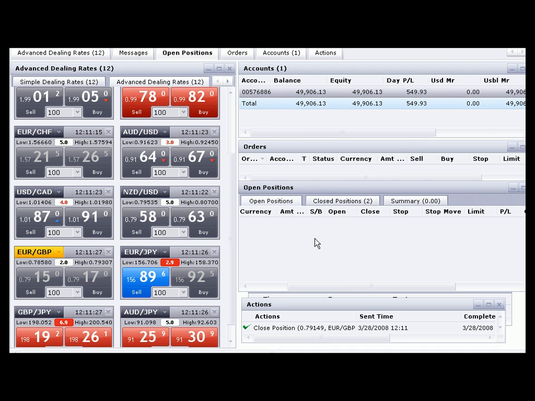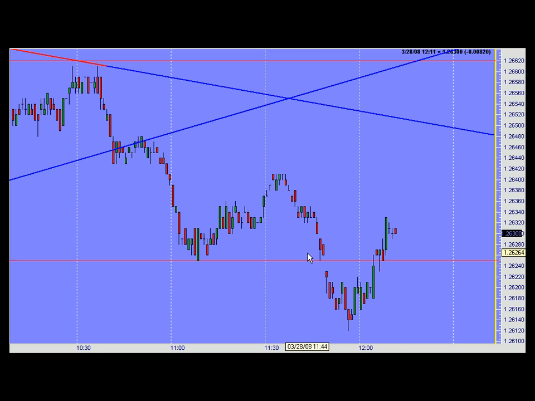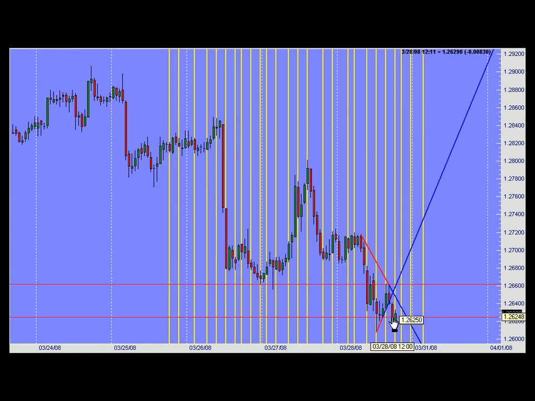So that concludes that trade, as we look back here real quick again. So we look back at the hourly. We're going to do a reversal here, so it's reacting off of that, and so I want to take profits on that. And that concludes this trade.